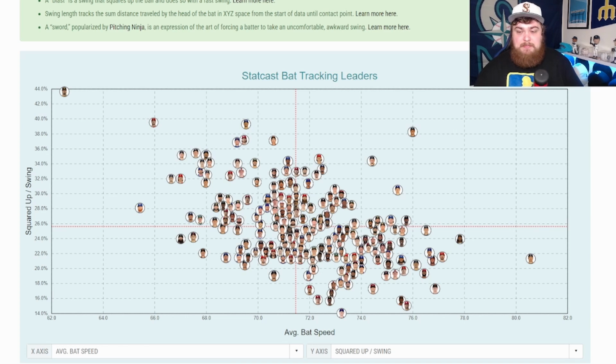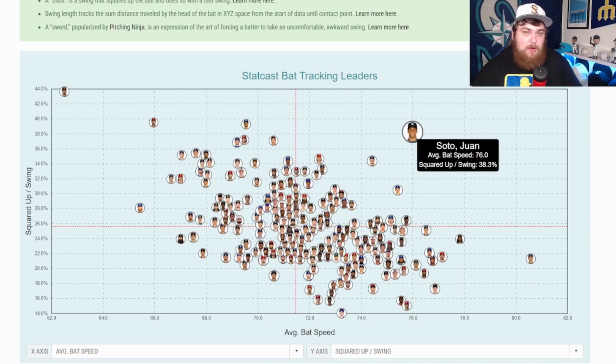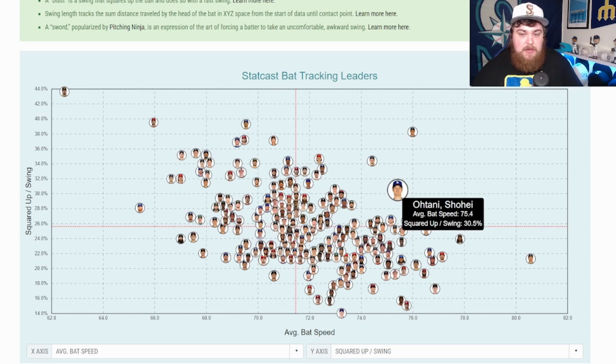And on the other end of the spectrum, we have Giancarlo Stanton, the Greek god himself. 80.6 miles an hour is his average bat speed. That is the highest in baseball, but he only has a squared up percentage of 21.3. So he is below league average there. Interesting one, Juan Soto, who is widely regarded as one of the best hitters in baseball, is in the top half of both categories as far as squared up percentage and average bat speed. Makes sense. He's a really good hitter. Shohei Ohtani is a little bit lower on the squared up percentage, but is close as well on that average bat speed at 75.4 miles an hour.